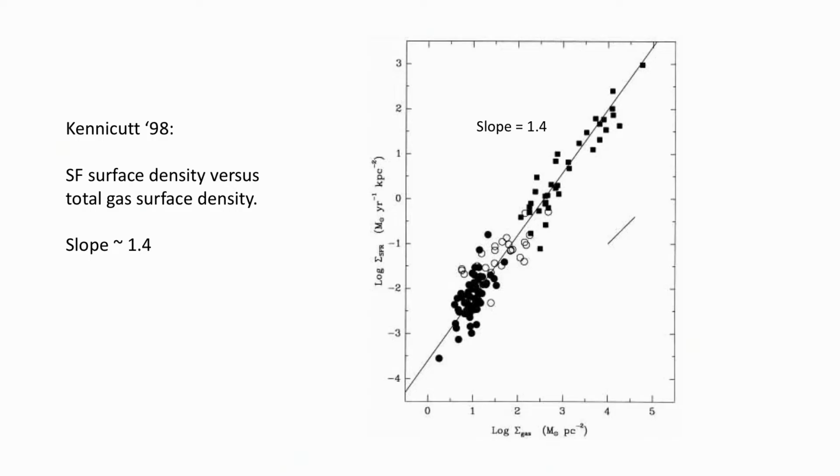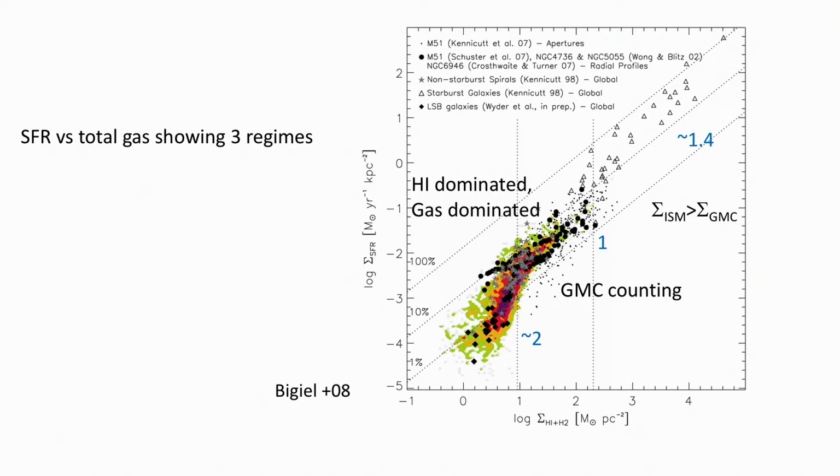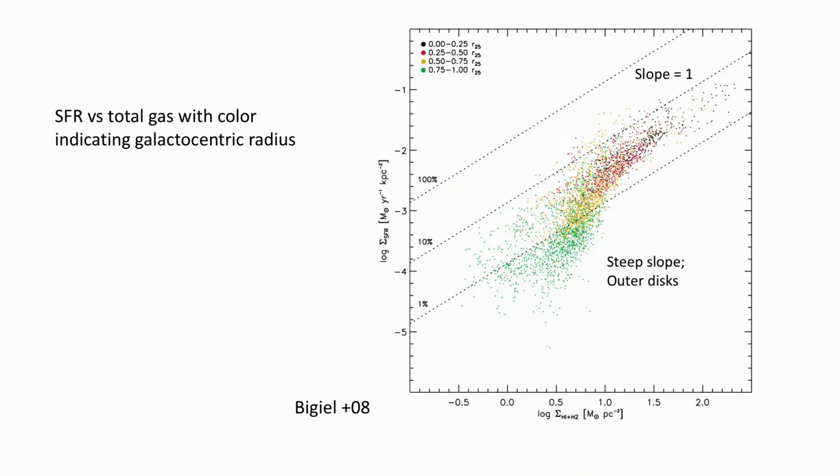2008, Bigiel did a study, and Leroy in a large group paper with the THINGS galaxies, finding a slope of 1 on average. Now maybe it still goes up a little bit steeper, but they concluded it was about 1. And they saw for the first time this drop-off below log column density 1, that's 10, and you can see Kennicutt stop there. He couldn't have seen that.